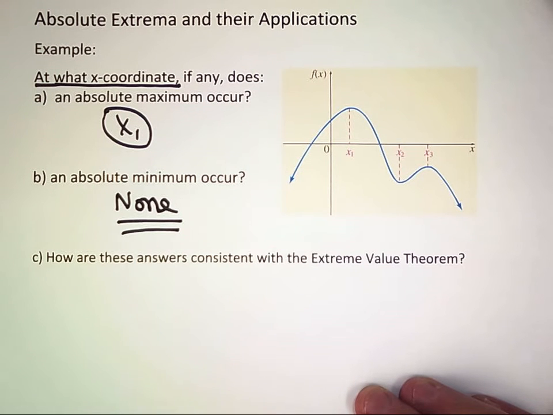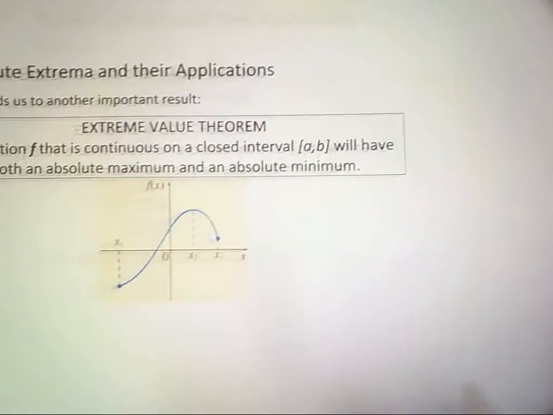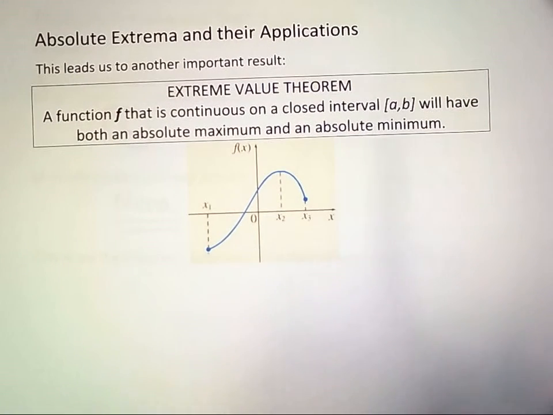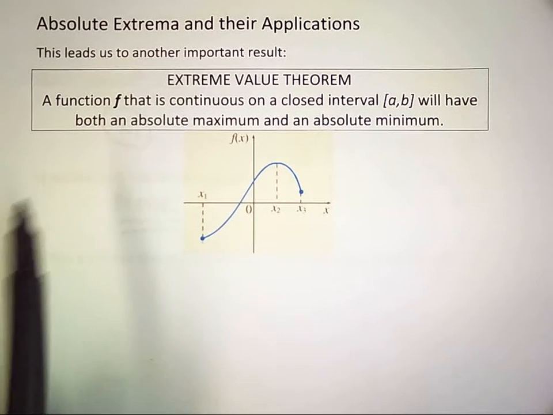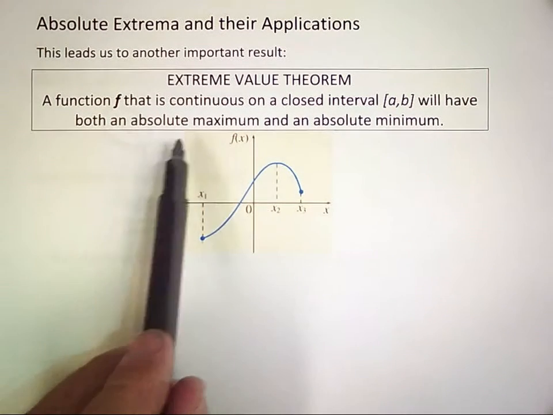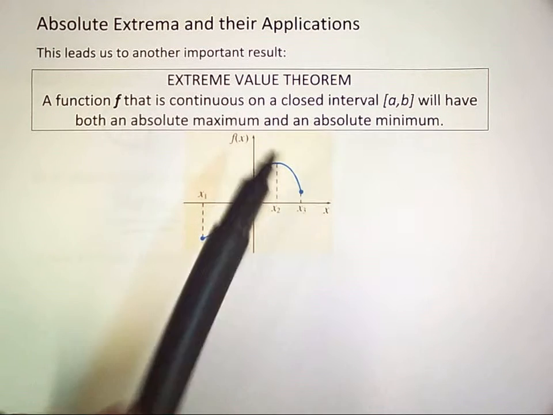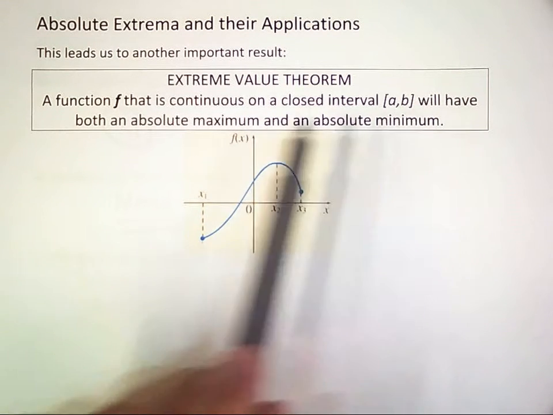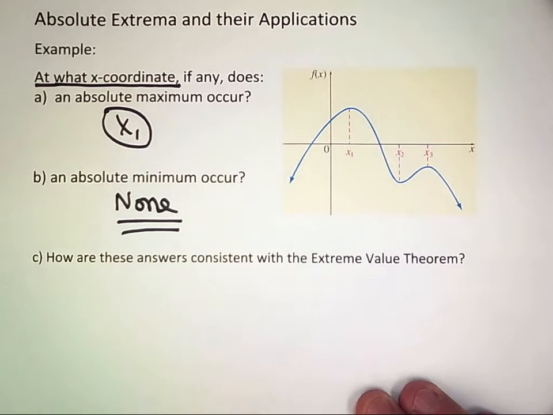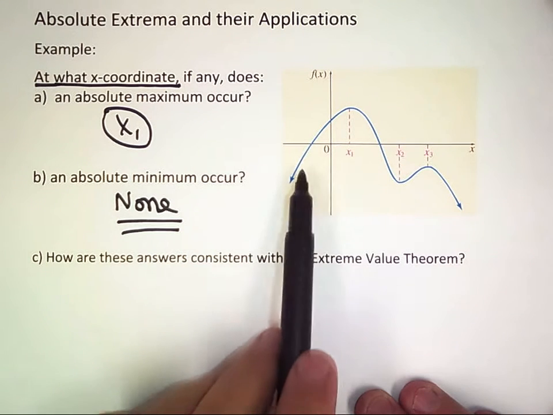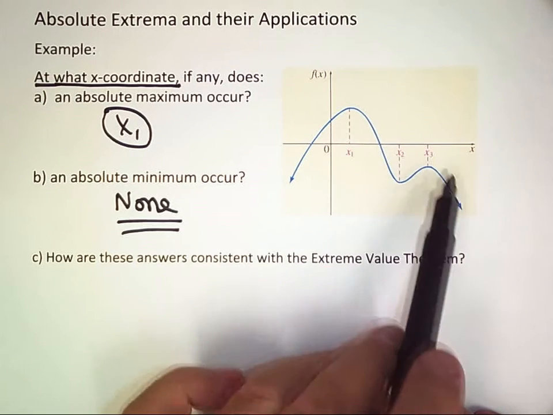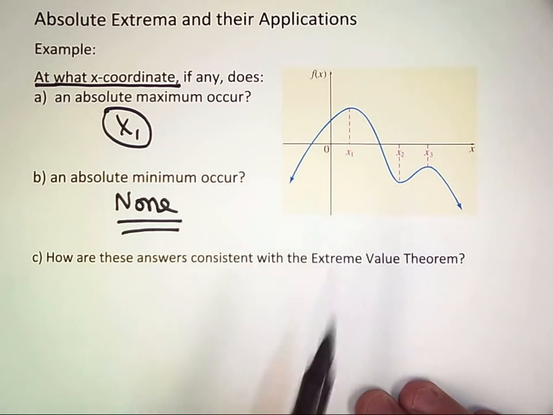And finally, the last question says, how are these answers consistent with the extreme value theorem? Now recall that the extreme value theorem says that if a function is continuous on a closed interval, it will have both an absolute maximum and an absolute minimum. So there are two basic conditions. If the function is continuous and if it's on a closed interval, then it will have an absolute max and a min. This problem did not have a min, so why does it not violate the extreme value theorem? The answer is because although the function is continuous, it's not defined on a closed interval.